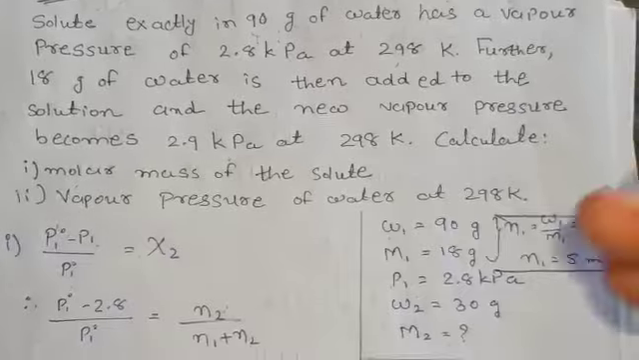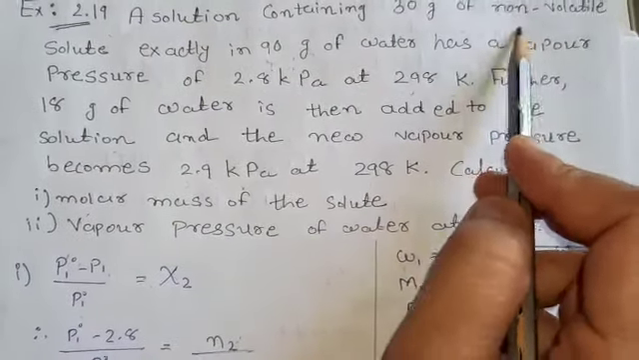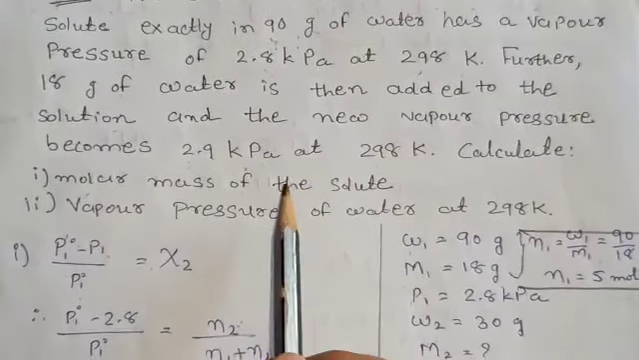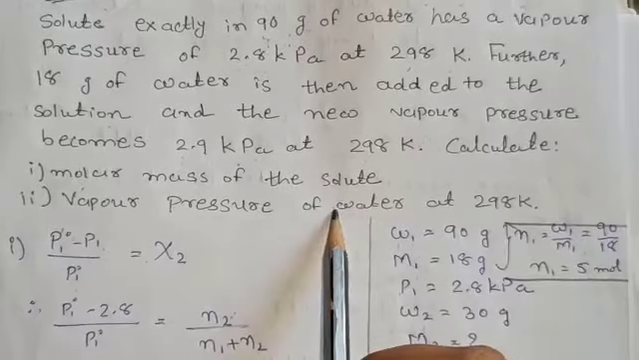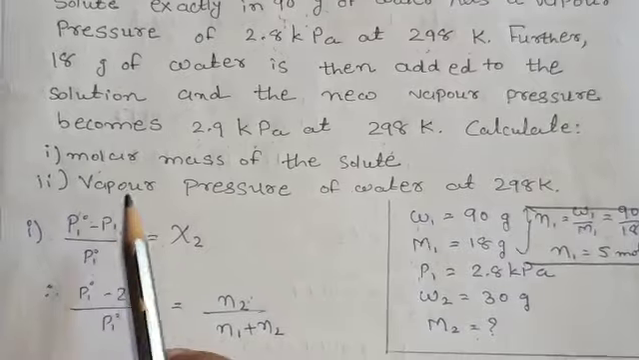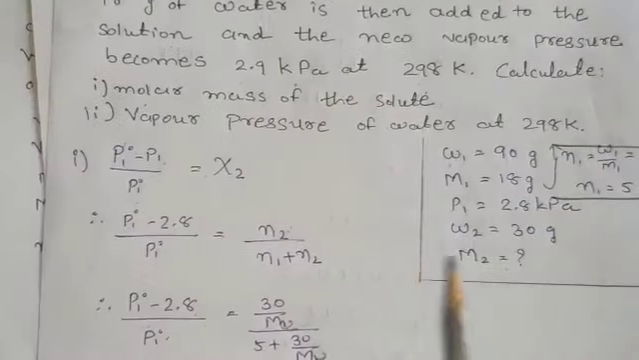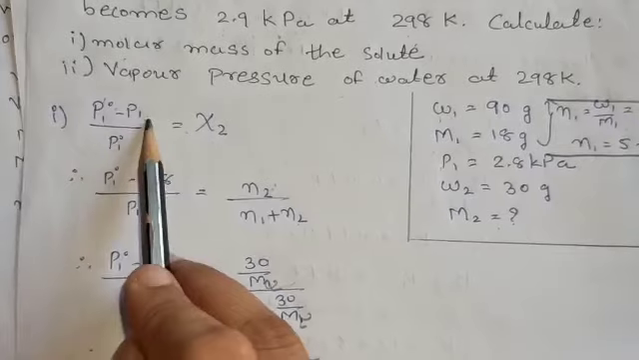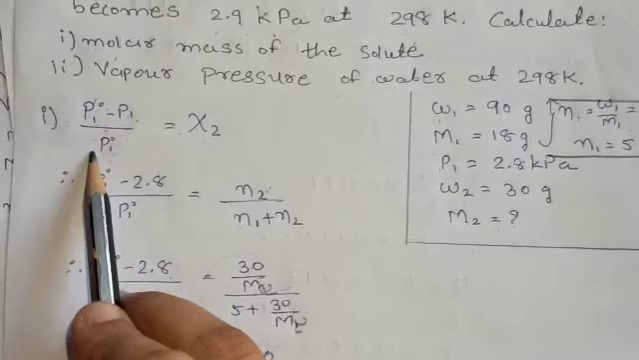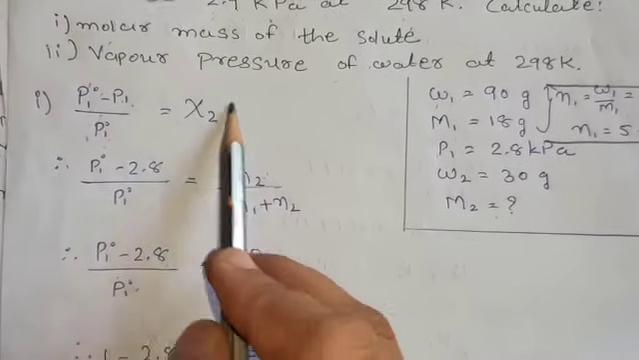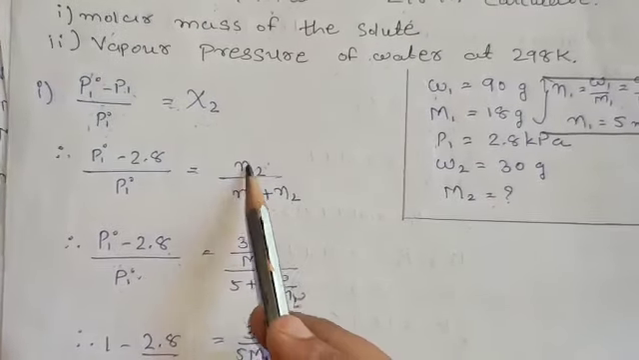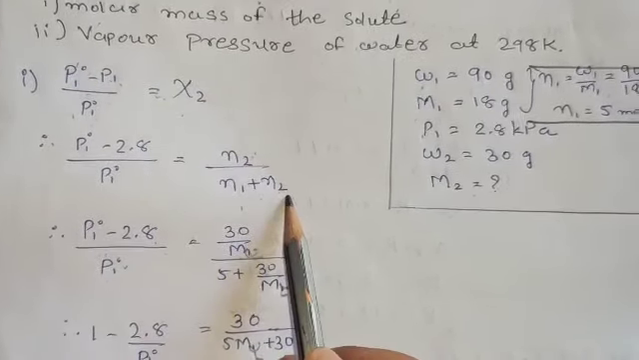For this, we have to find out the molar mass of the non-volatile solute added in the solution, right? And we also have to find out the vapor pressure of pure water at 298 Kelvin, right? Meaning we have to find out P1 naught and M2, right? We use the vapor pressure lowering formula, which is P1 naught minus P1 divided by P1 naught is equal to X2. Replace X2 with the formula of mole fraction, so you will get n2 divided by total number of moles.